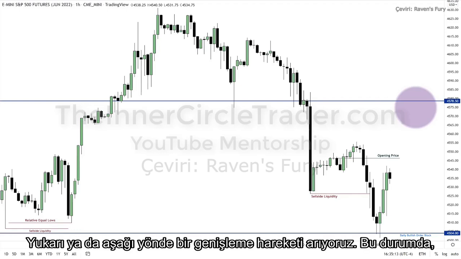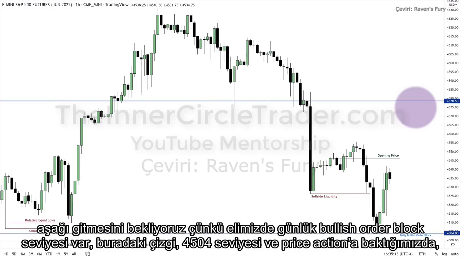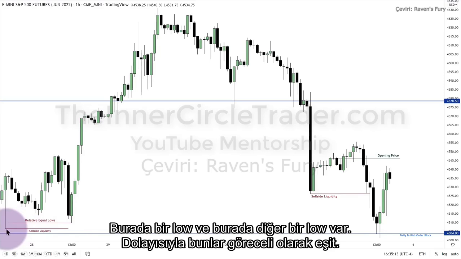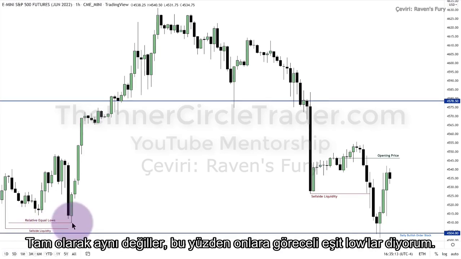We're looking for an expansion move, direction higher or lower. In this case, we're looking for it to go lower because we have the daily bullish order block level, that line here, level 4504, and look at the lay of the land. Okay, what is it that we see also in the price action? Well, if we go over to the left, you can see we have relative equal lows. We have this low, and we have this low here. So they're relatively equal. Not exactly. That's why I named them relatively equal lows.